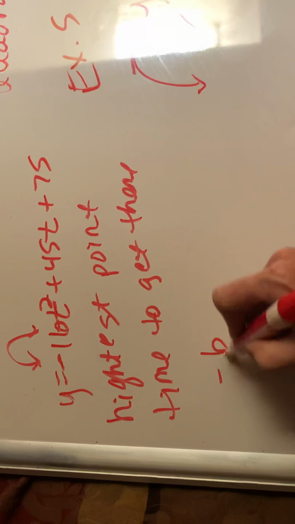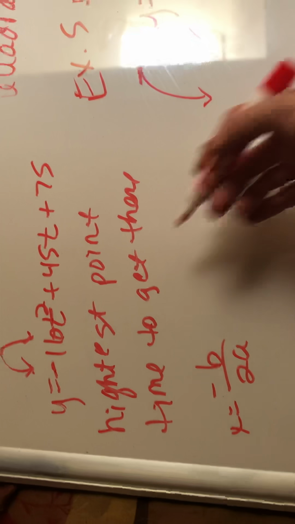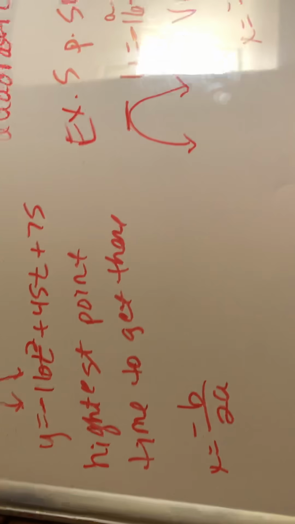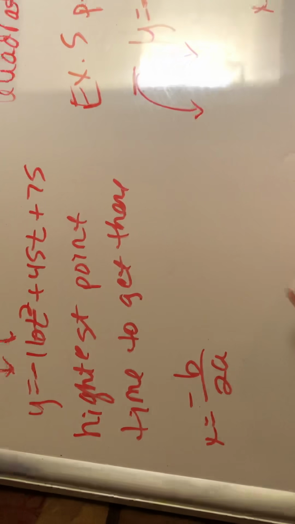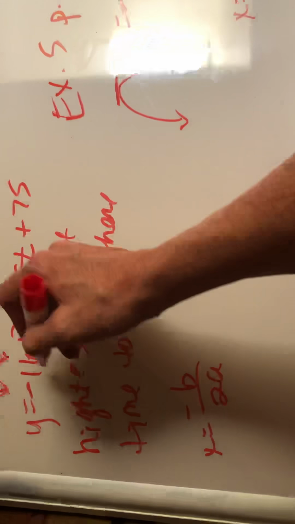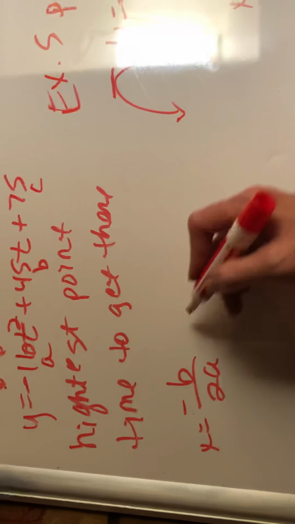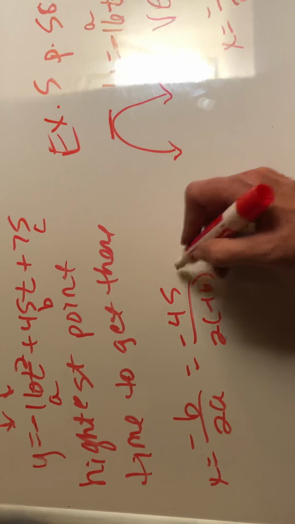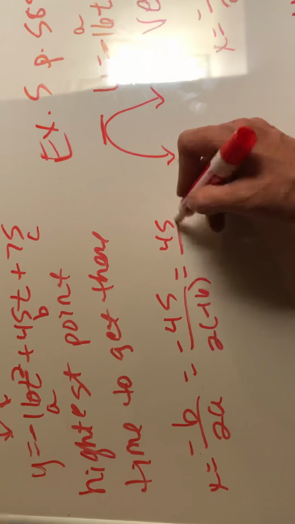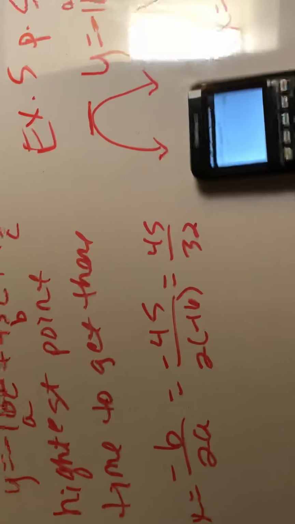So I start with negative b over 2a. That's going to find my time right there. And I know that says t, I'm writing x. Guys, it's the same thing. You're finding t, which is the x. You're finding the time. A is negative 16, B is 45, and C is 75. So I'd have negative 45 over 2 times negative 16. So that would be 45 over 32, because it's a negative 45 over negative 32.